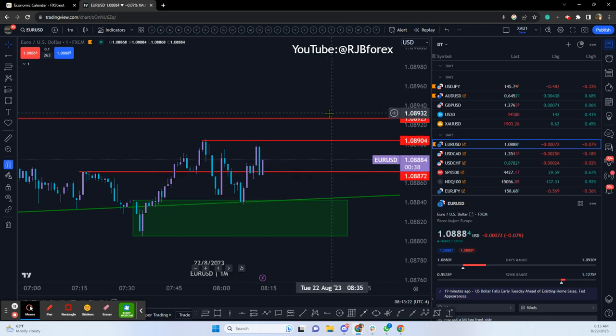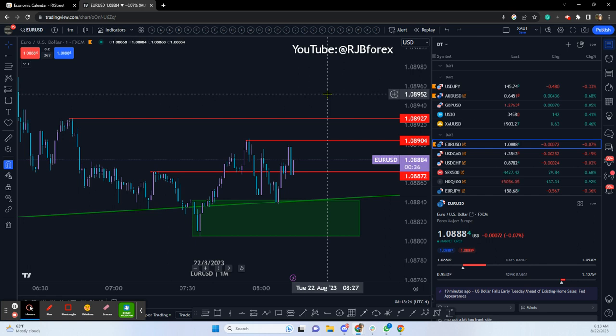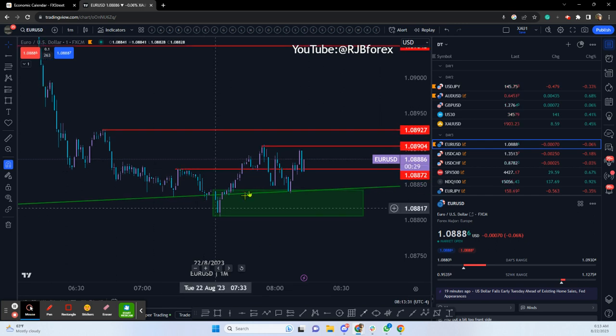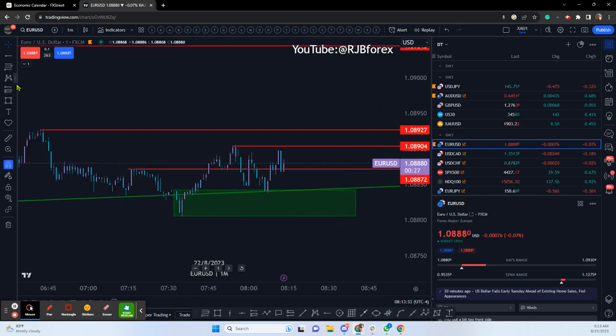Now, it's pretty choppy stuff. This is the thing with trading at this time of the day. But you do have the schematic playing out bullish. This is bullish structure. And if you wanted to just take a punt, essentially that's what it is.